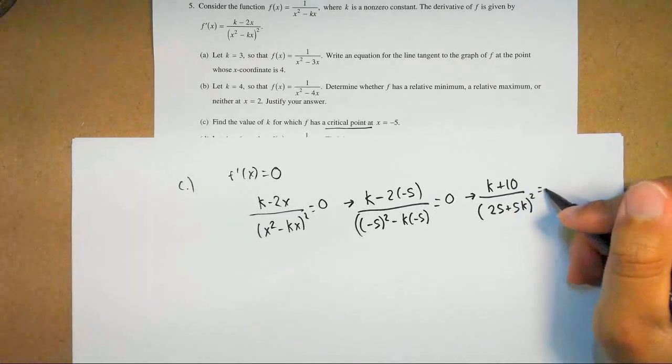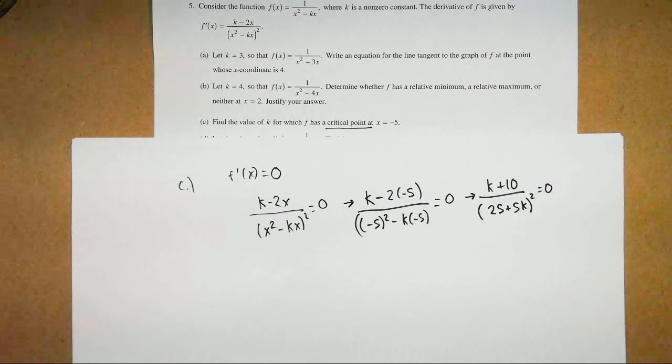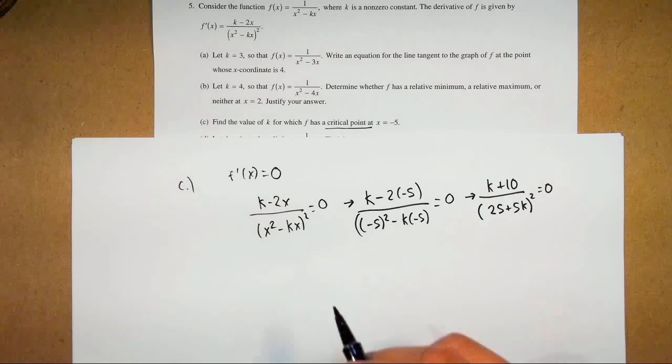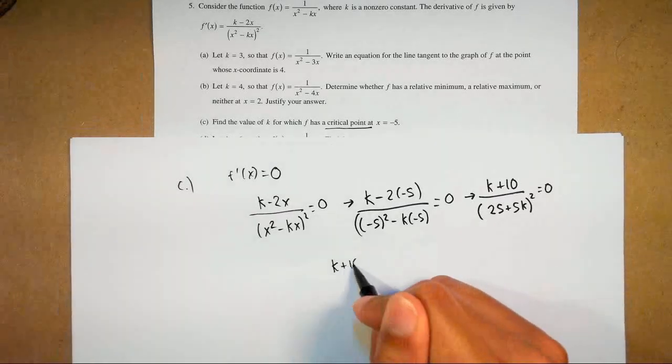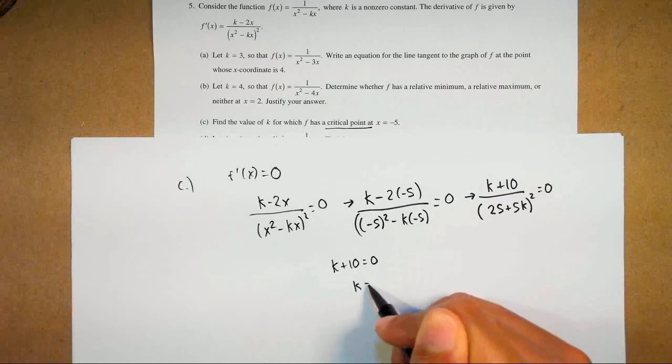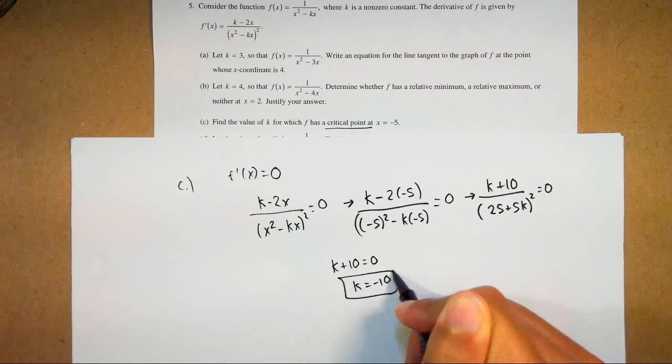squared equals 0. And since they're looking for a critical number, remember, we can find critical numbers by setting the top equal to 0. If I set the bottom equal to 0, those are going to be my undefined points. So I'm looking for critical numbers, which are found by setting the top equal to 0. And then I'm going to say k plus 10 equals 0. Solve for k. k is equal to negative 10. And that is how I find my answer.